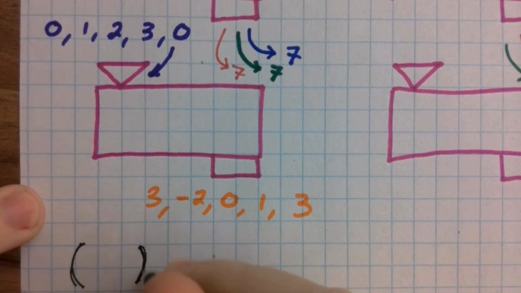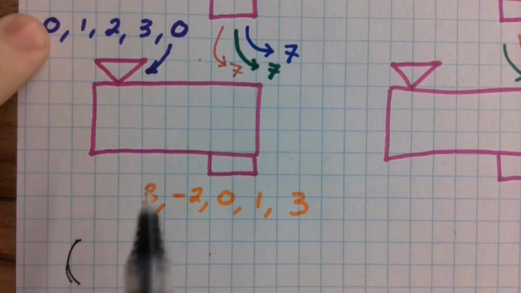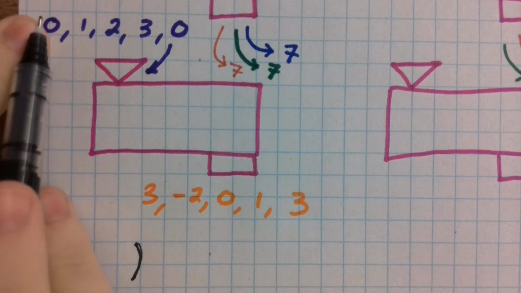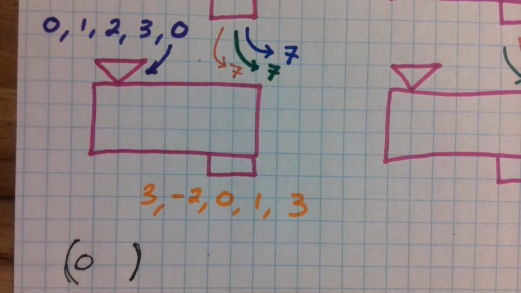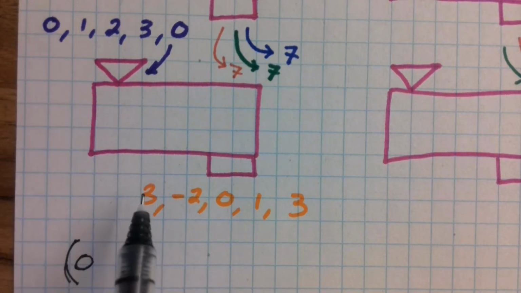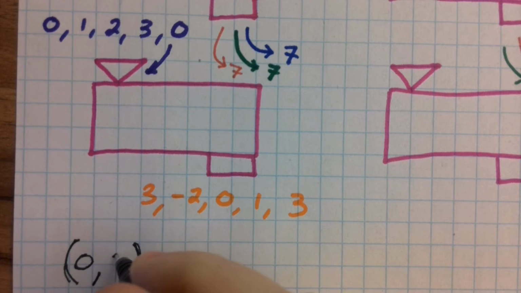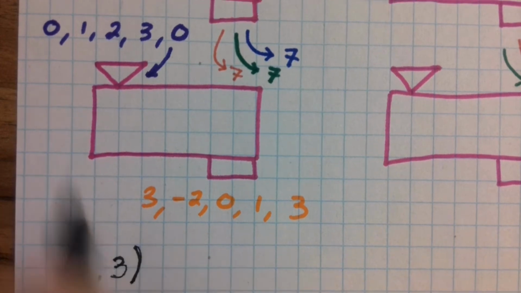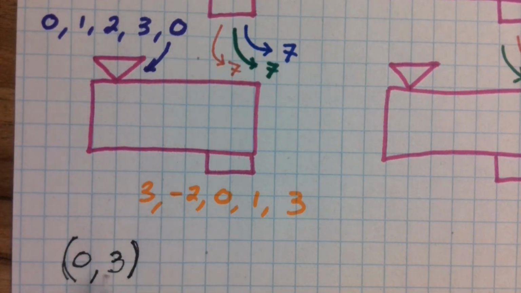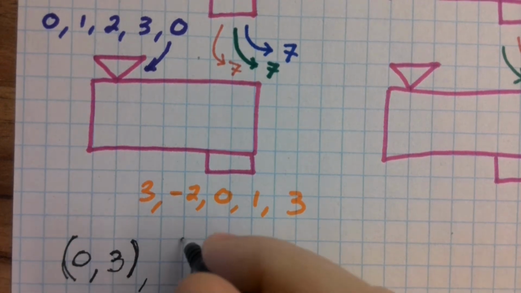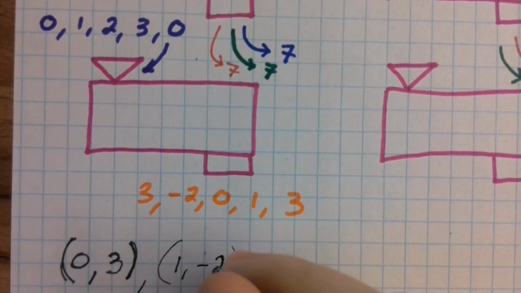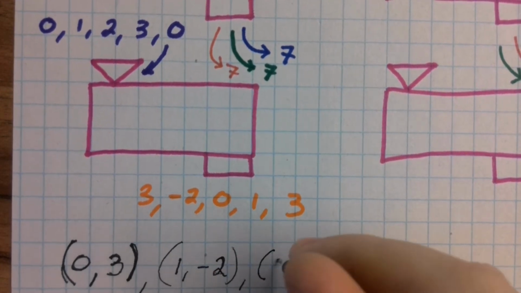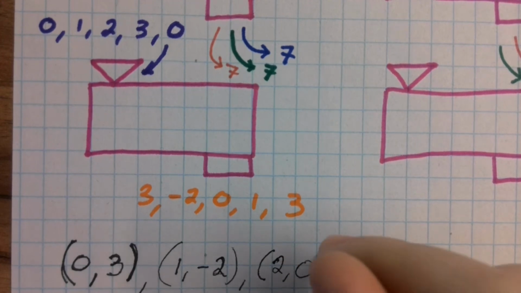What we're going to do is, we're going to take our input, so in this case we'll take 0, and put it as the first number in parentheses. To tell us what will come out of the machine, we're going to use a comma, and then write what comes out. So when 0 is put in, we got out a 3. We write it as this ordered pair, 0, 3. Let's keep writing the ordered pairs. We would get 1, comma, negative 2. We would get 2, comma, 0.